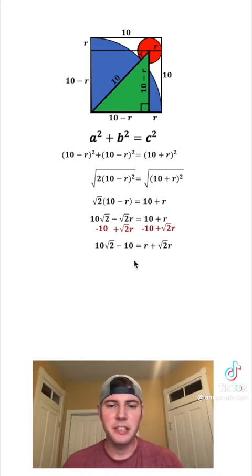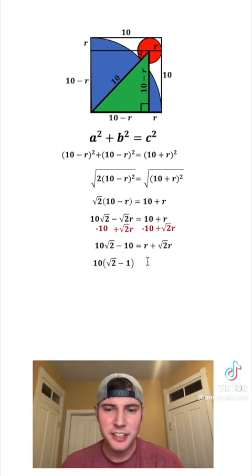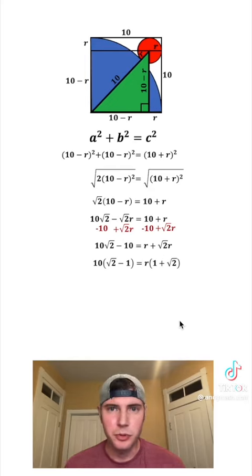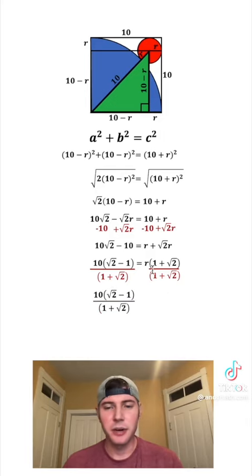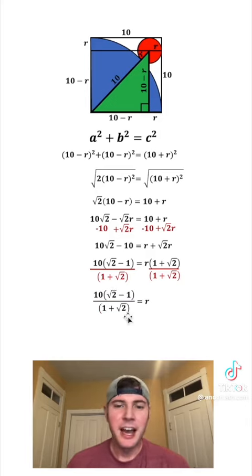Both of these terms have a 10, so we can factor a 10 out. And then 10 times what gives us 10 root 2? That's root 2. And then 10 times what gives us negative 10? It's negative 1. And then on this side, we can factor out the r. R times what gives us r? Well, that's 1. And then r times what gives us root 2 r? Well, that's root 2. So now our r is almost by itself. We can divide both sides by 1 plus root 2. And so the left-hand side looks like that, and the right-hand side is just going to be r. And now we've solved for r.